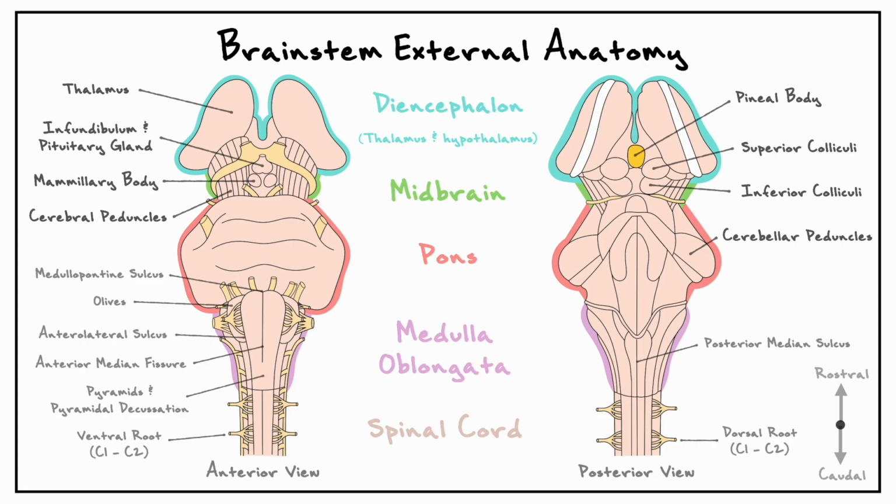Then, rostral to the superior colliculi, we have the pineal body, which is an important structure of the hypothalamus. Now, although for all of these structures that I've pointed out, I will cover their roles later or in other videos, it's good to see their overall shapes and where they are now, because they will act as good reference points when we consider cross-sections of the brainstem.